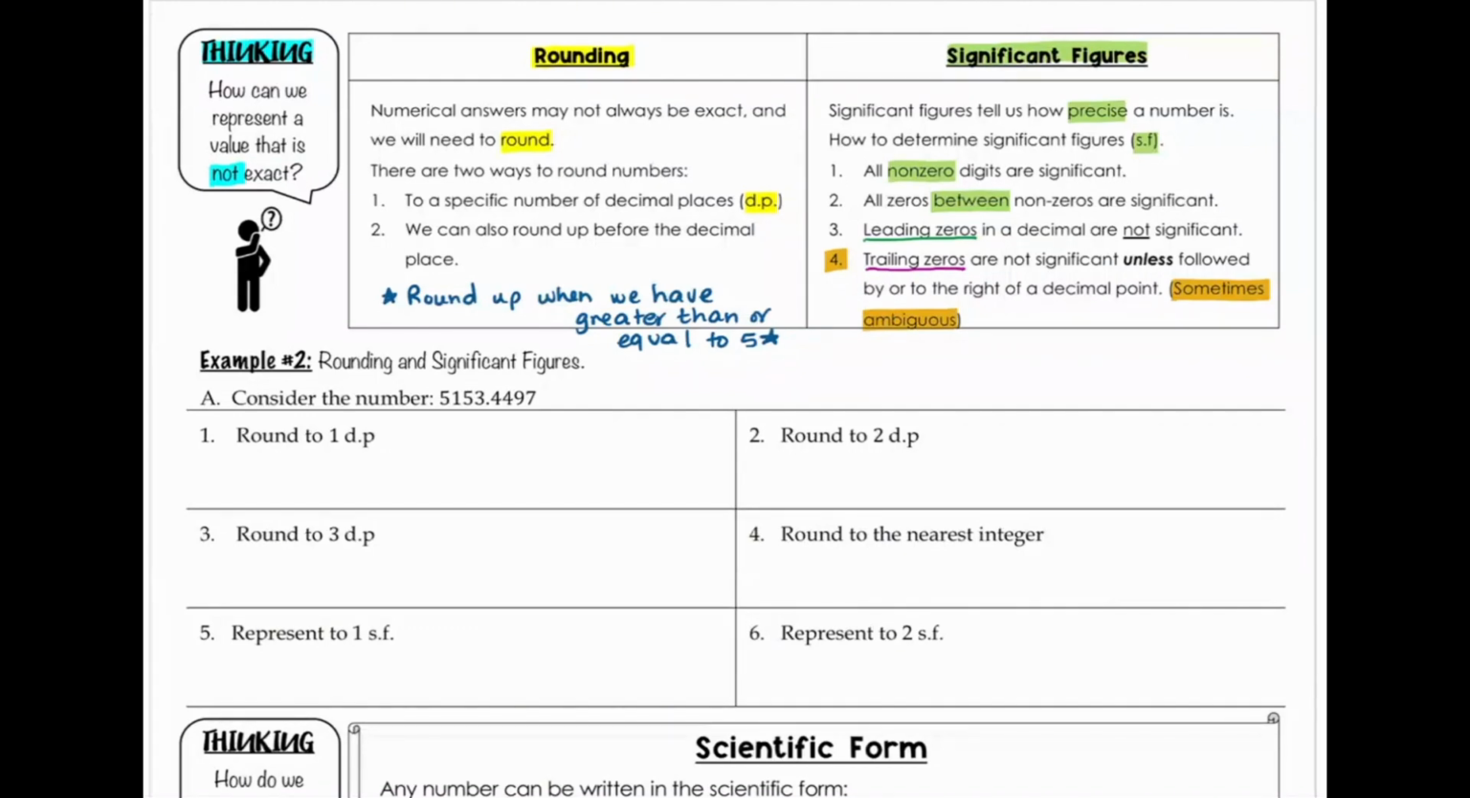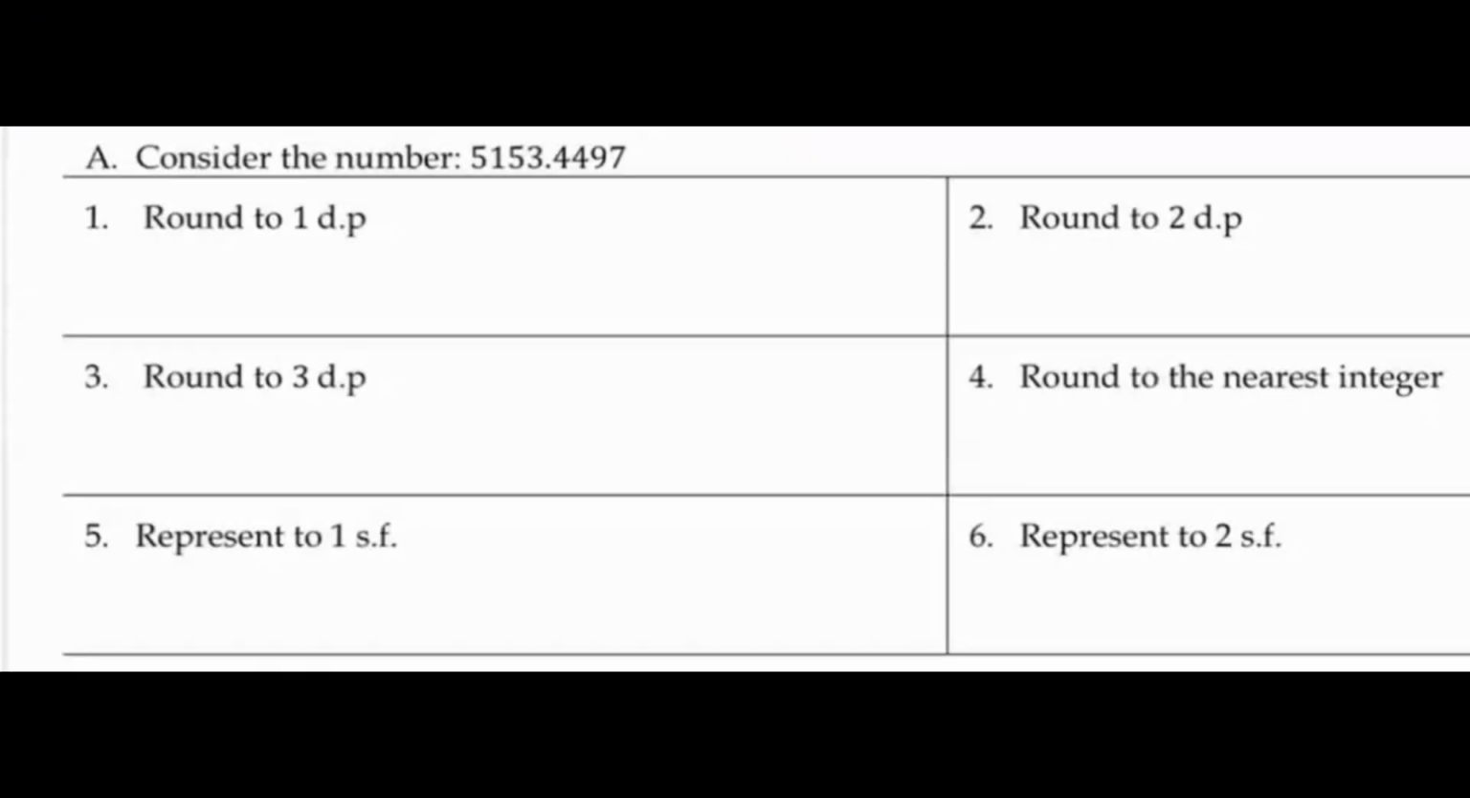We have been given a number, 5,153.4497. We want to do some sort of rounding or some sort of representing our number to significant figures. For number one, we want to round to 1 dp, 1 decimal place. So I'm going to highlight one decimal place, and I am going to look to the right. And if that number is greater than or equal to 5, then the highlighted value is going to go up by 1. In this case, the number to the right of the highlighted 4 is a 4, which is less than 5, which means that the number is going to stay as a 4. So our number is 5,153.4.